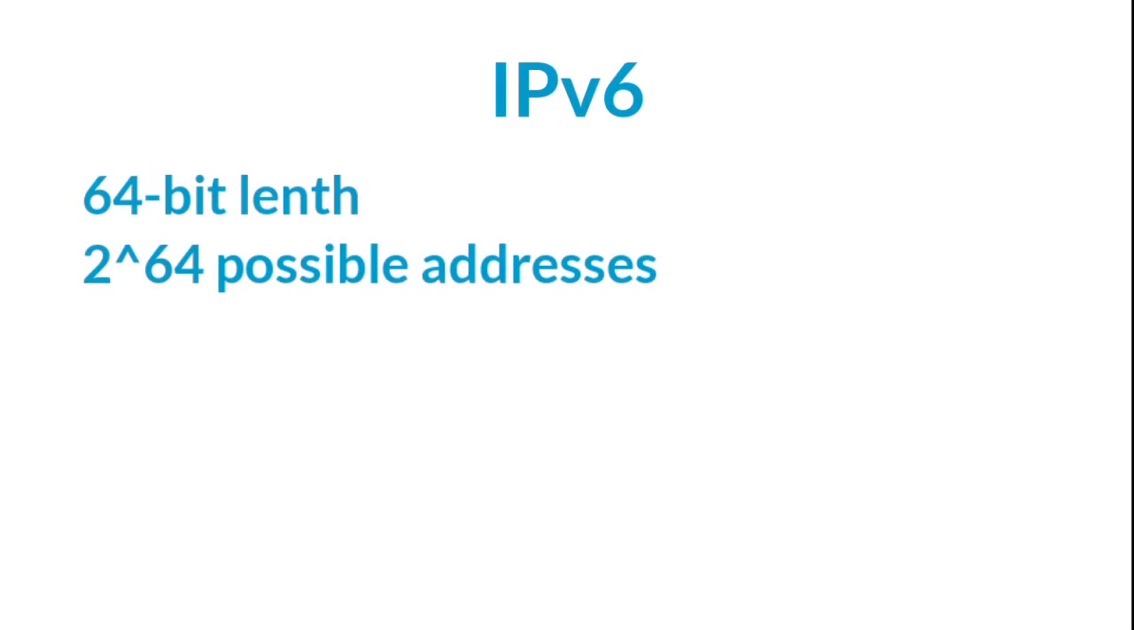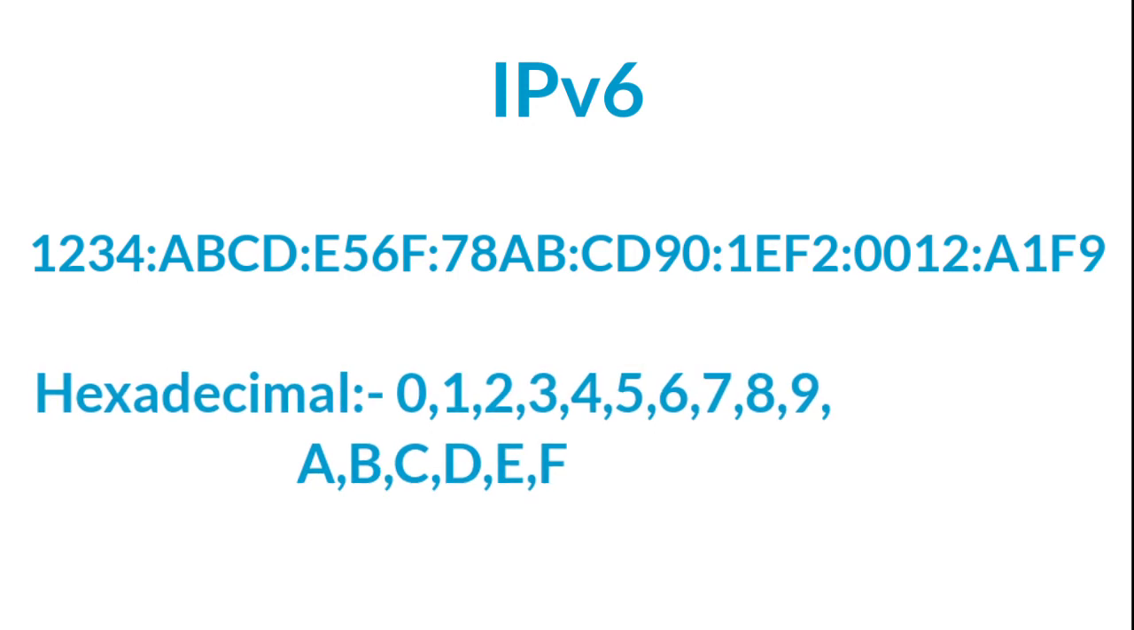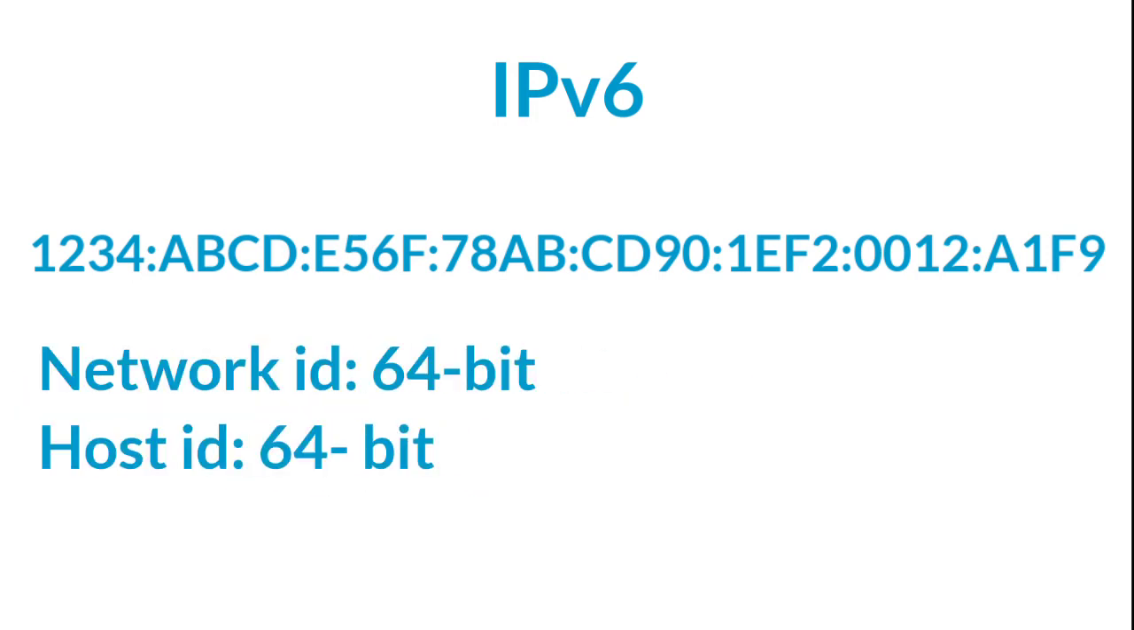IPv6 addresses are 4 times longer than IPv4. That means their total length is 128 bits. So the total number of IPv6 addresses is 2 raised to the power 128, which will be enough for a very long time. They are represented by 8 segments which are separated by colons, and each segment contains 4 hexadecimal numbers. So the length of each segment is 16 bits and the total length of the address comes to 128 bits. The length of network ID and host ID in IPv6 is always the same. The first 64 bits represent the network ID and the remaining 64 bits represent the host ID.